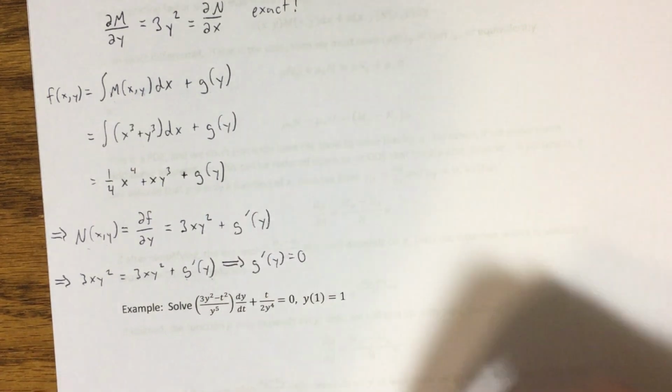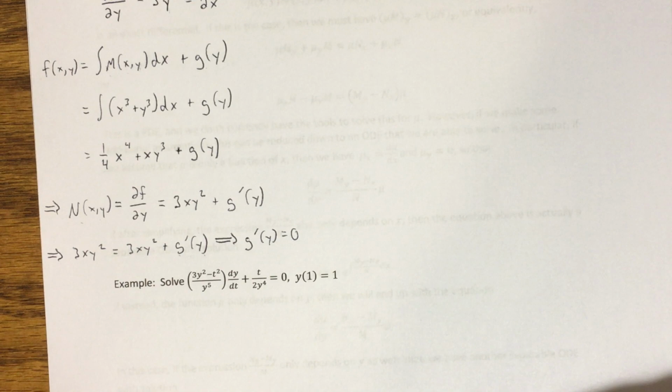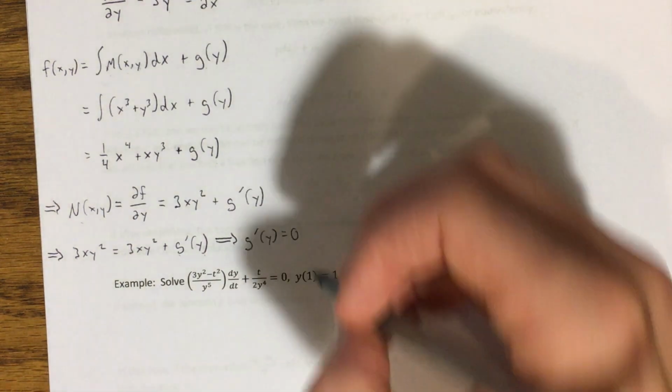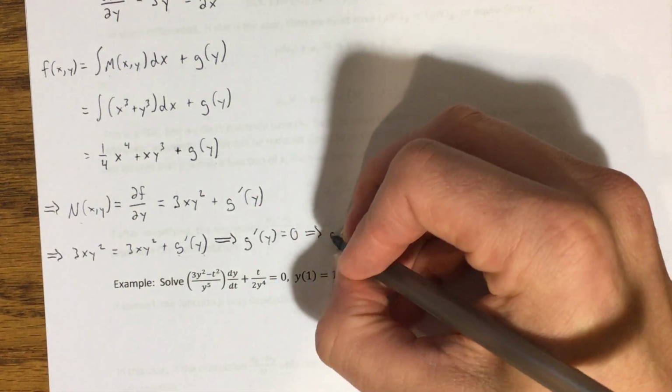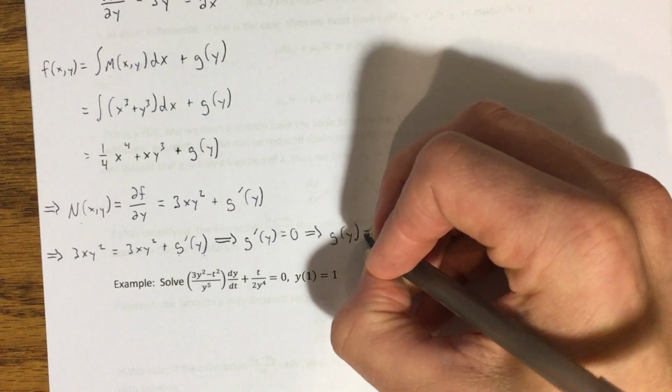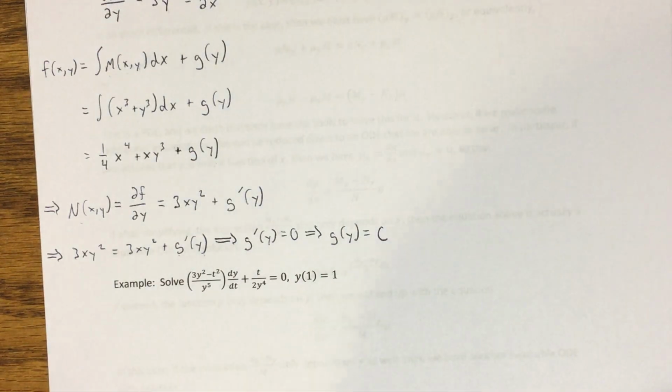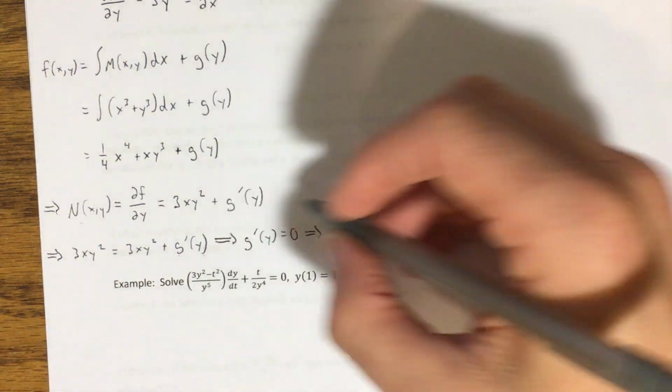Okay, but we know from calculus 1 that if a function has a derivative of 0, that means that the original function was a constant function. So g of y equals some constant c. That's what we can get out of that. All right, now what does all this tell us?